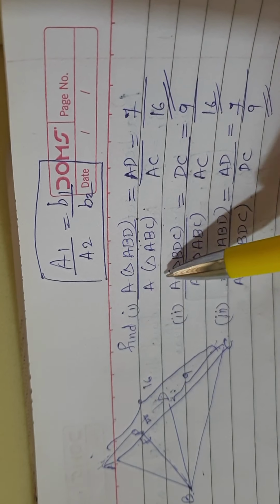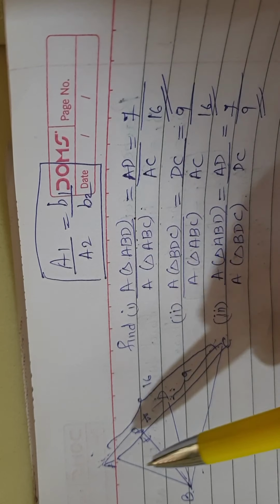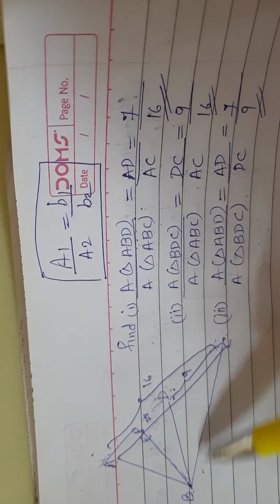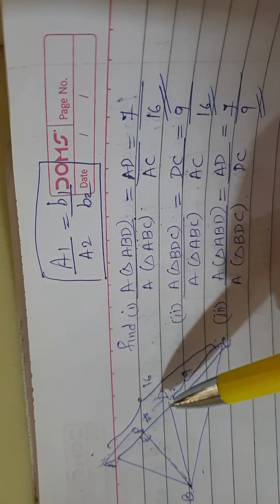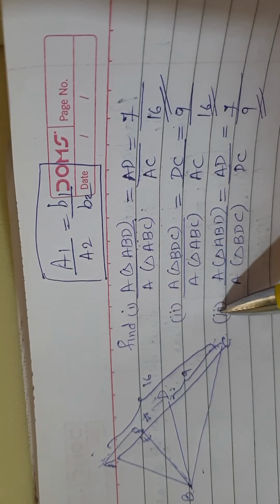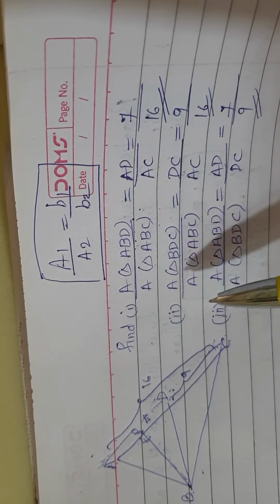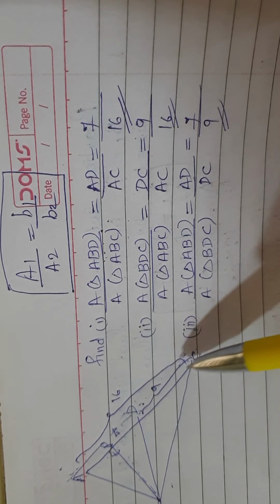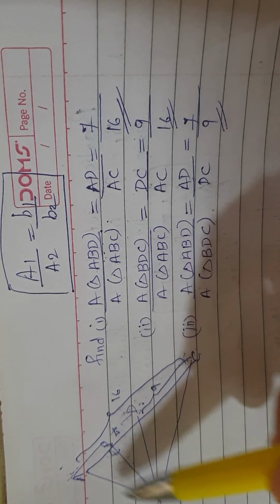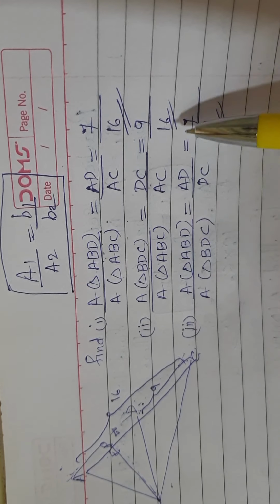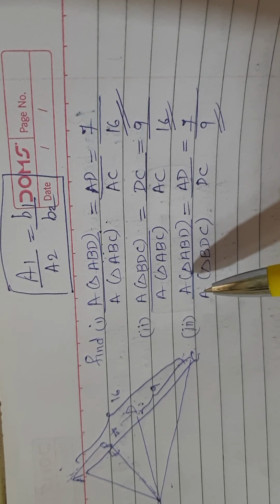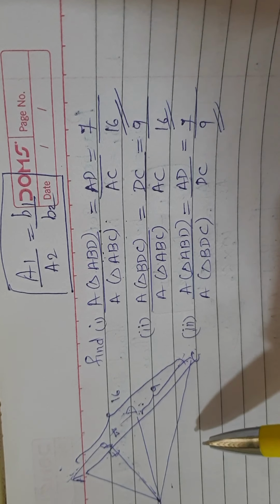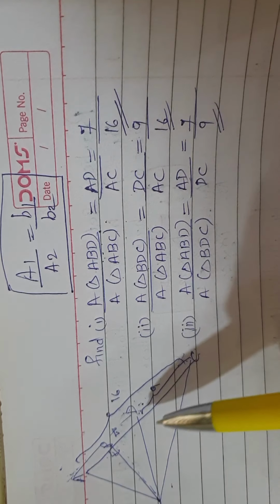So let us ask you a question. What is the area of triangle ABD? So immediately look at the base AD and for ABC, the base AC. So the answer is going to be AD upon AC, and the answer is 7 upon 16. Similarly, area of triangle BDC, where the base is DC, upon area of triangle ABC where the base is AC. So it is 9 upon 16. Then area of triangle ABD, meaning this triangle in which the base is AD, and area of triangle BDC, in which the base is which one?